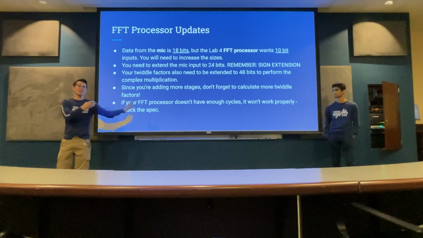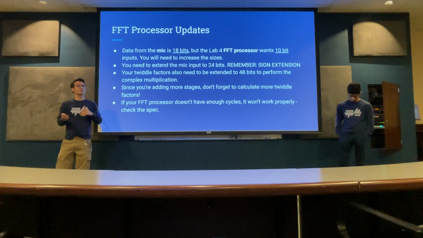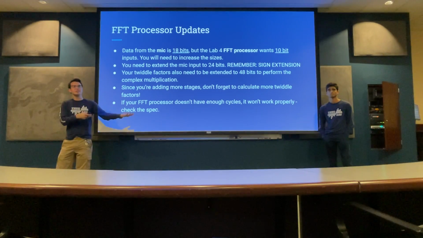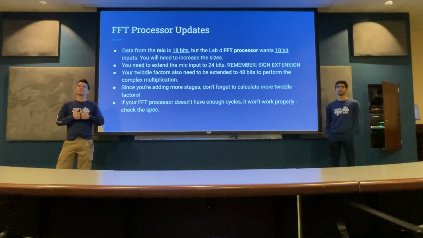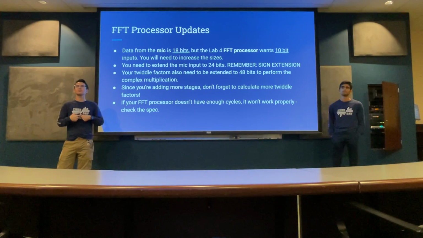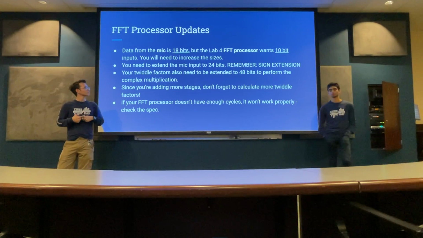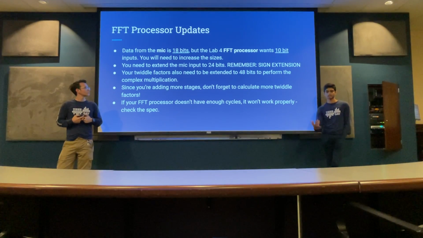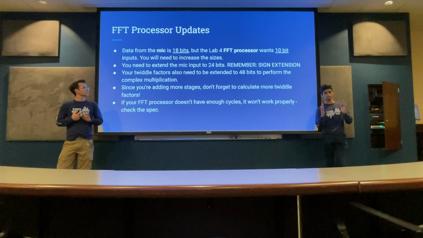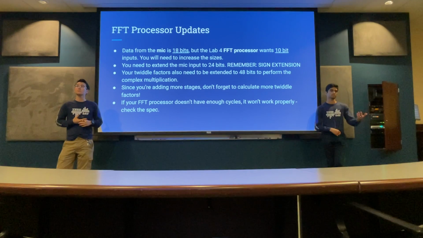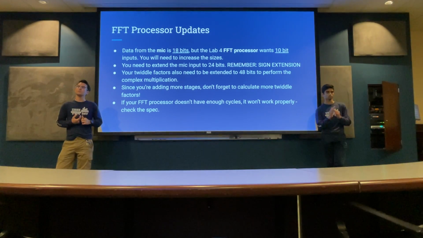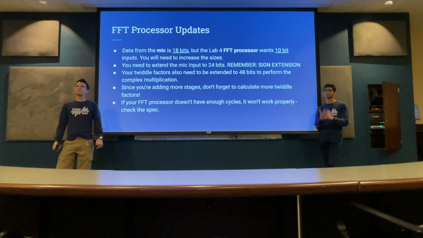Since our mic is using 18 bits, we have to change our Lab 4 FFT from 10 bits to 18 bits. You have to do this by sign extending, or no? That's something different. You have to sign extend your mic inputs to 24 bits. In experimentation, when the original creators of DAV made the labs, they realized that when you do additions and multiplications, you'll have some bit growth. If you have an 18-bit input and you do a multiplication, you need a higher bit result. They found that 24 was the ideal one to keep a small size but still have no overflow. So that's why we extended to 24 bits.